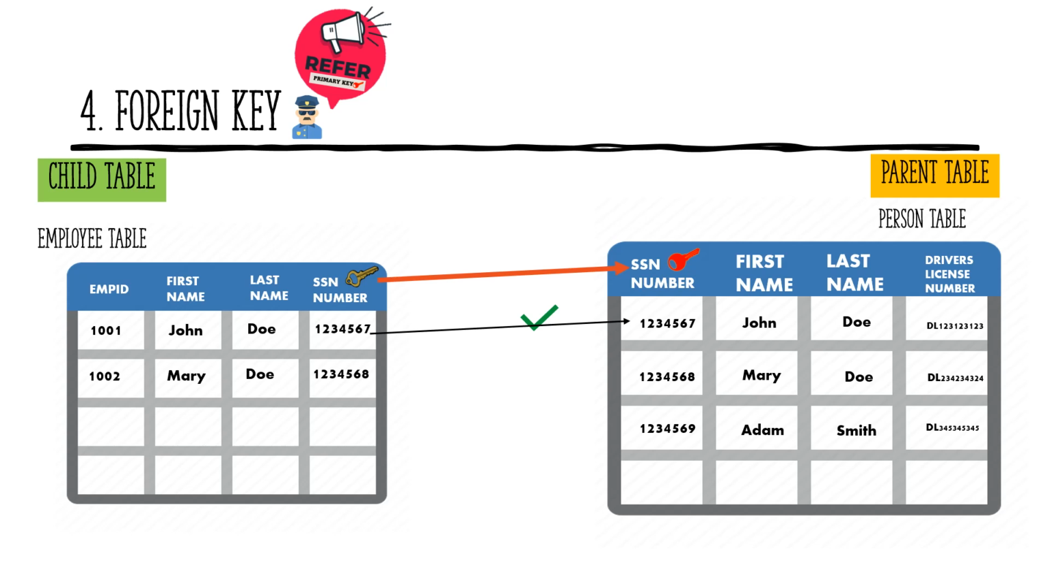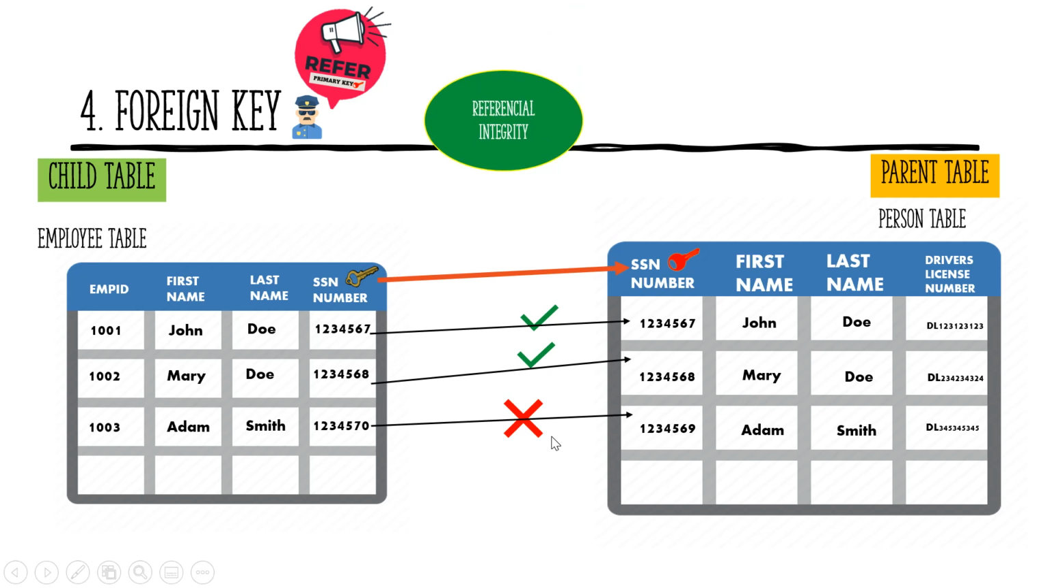For Mary, with the SSN number 1 2 3 4 5 6 8, it exists, so it gets inserted. Now for Adam Smith, we are trying to insert a wrong SSN number. Since this SSN number does not exist in the parent table, it fails. Why? Because of referential integrity. Referential integrity means it checks if the value exists in the parent table or not. If it does not, it will not allow us to insert this particular row.